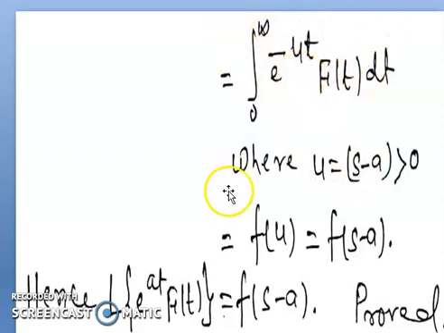So this function becomes F of u. Integration of 0 to infinity e to the power minus ut f(t) dt becomes the function of the form F of u, and where u is s minus a, so it becomes F of s minus a. So this is the result of first shifting theorem of the Laplace transform. Hence L of e to the power at f(t) equals F of s minus a. So this is the proof of the first shifting theorem of the Laplace transform.